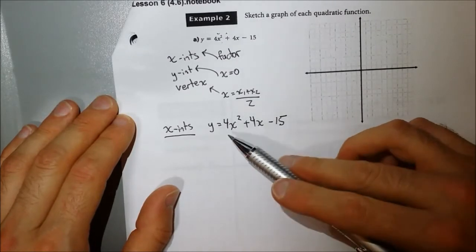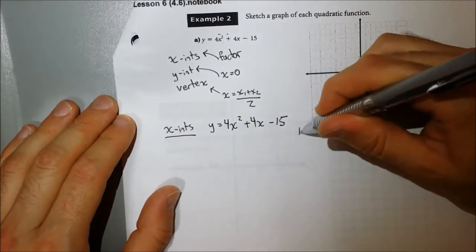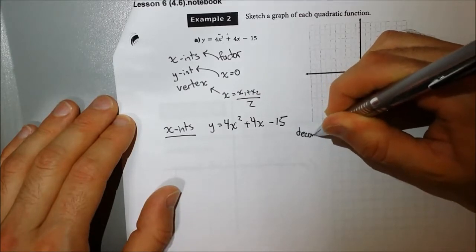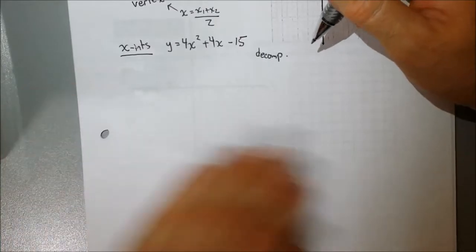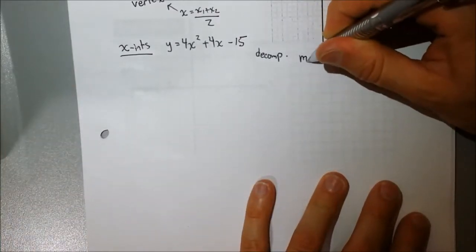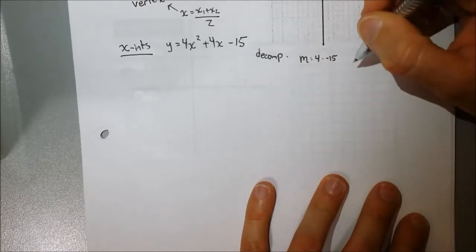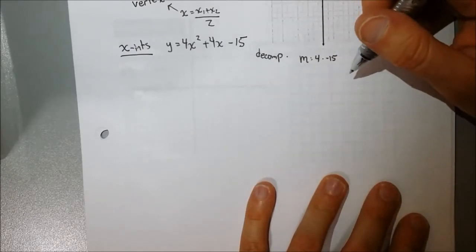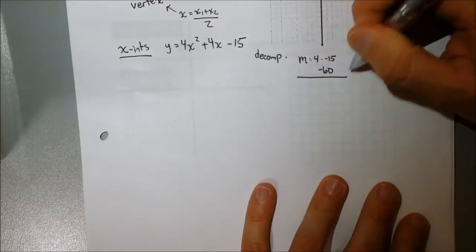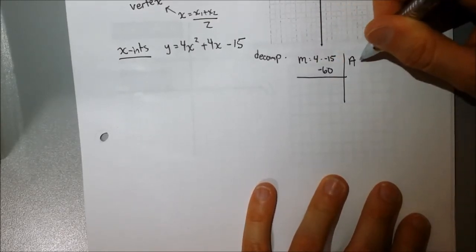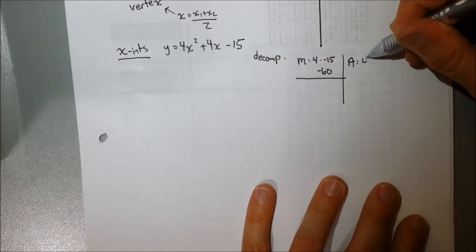Looks to me like there's no greatest common factor I can pull out, so it is looking like a decomposition. If it is a decomposition, then we're looking at two numbers that multiply to 4 times negative 15, which I do believe is negative 60. I'm going to be looking for two numbers that add up to the b term, which is that one right there, so positive 4.